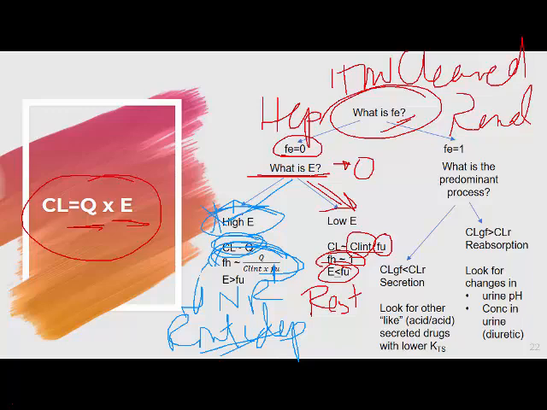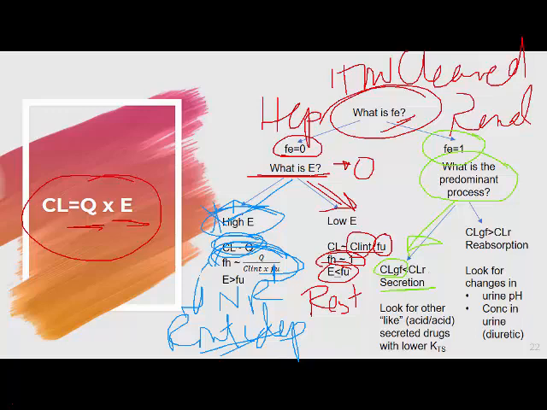Okay, what about if the drug has an FE of 1, where it's a renally cleared drug? Well, then the next thing we want to ask ourselves is, what's the predominant process? Remember, we have filtration, secretion, and reabsorption. We know all drugs are going to be filtered, but which is predominant, secretion or reabsorption? Well, if the drug's filtration clearance is less than what is actually cleared by the kidneys, we know drug is being added to the tubule, which means the predominant process is secretion.